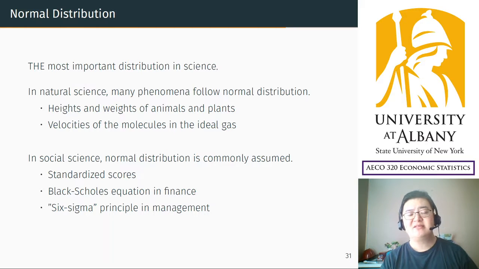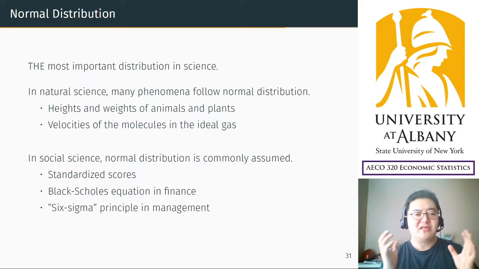And also in finance, the Black-Scholes equation. There is a famous equation called Black-Scholes. The economist Scholes received the Nobel Prize due to this contribution. It calculates the optimal pricing for an option. Anyhow, it doesn't matter what it is, but what it assumes is that financial returns are normally distributed. Then what is the appropriate pricing for an asset? That's what this equation is about.